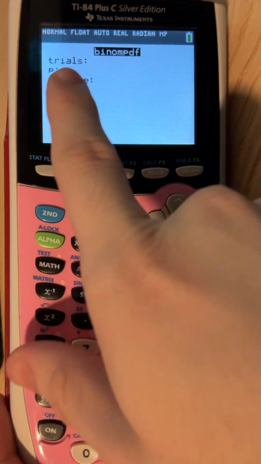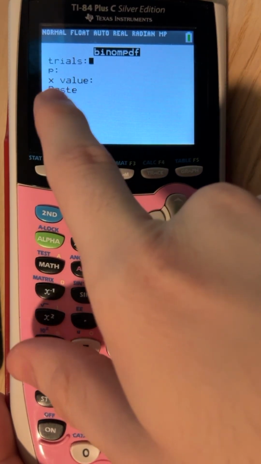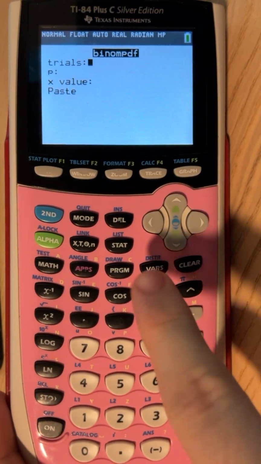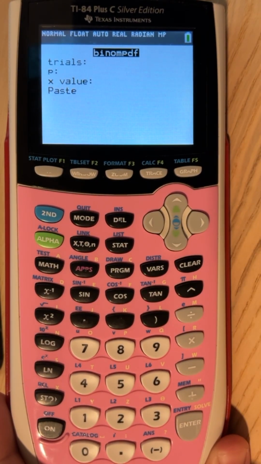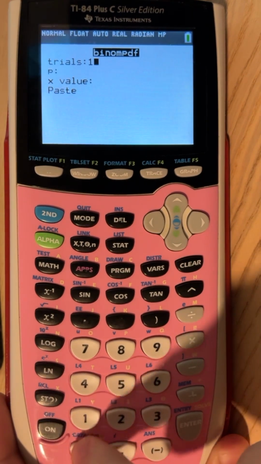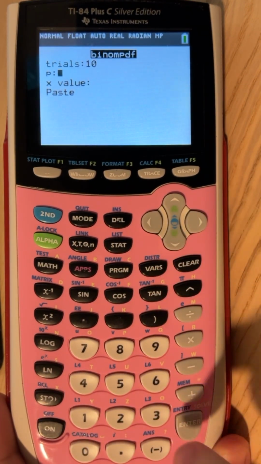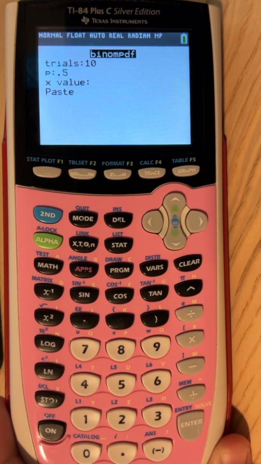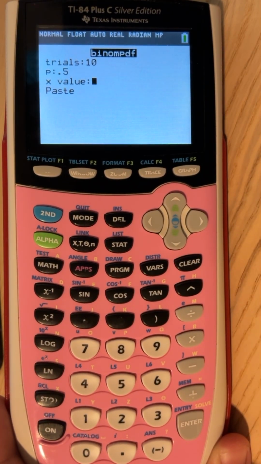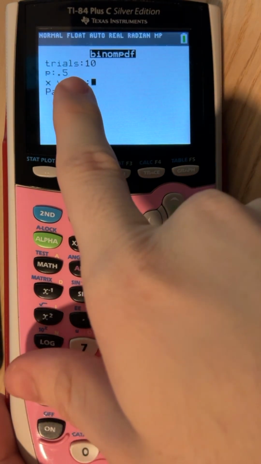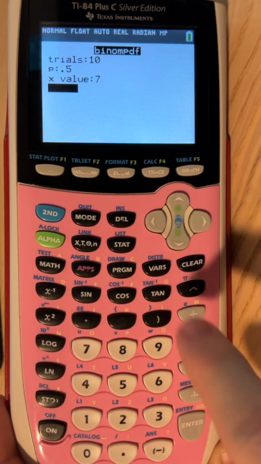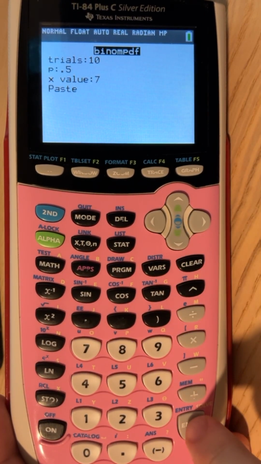Then we have the number of trials, the probability of success, and the x value, the number of successes we're seeing the probability of getting. So let's say, for example, we flip a coin 10 times, so we have 10 trials. The probability of success is 0.5, a 50% chance. We want to know the probability of getting 7 heads. If a head is a success, the probability of success is 0.5. So we'll have an x value of 7 for 10 trials. We'll go down and hit enter.